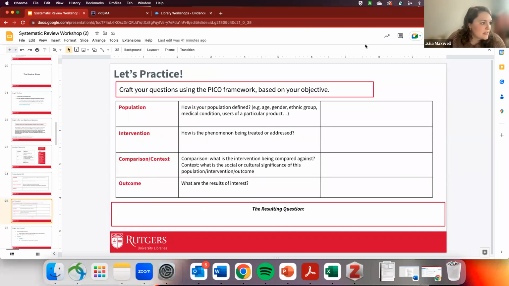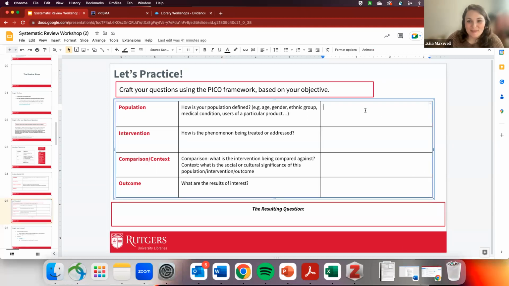So I want to practice this real quick and just brainstorm a quick PICO and then write a research question from it. Again, might be overkill, but I sometimes feel like it's useful to do it all together. So somebody throw a population in the chat. Foster youth, perfect.